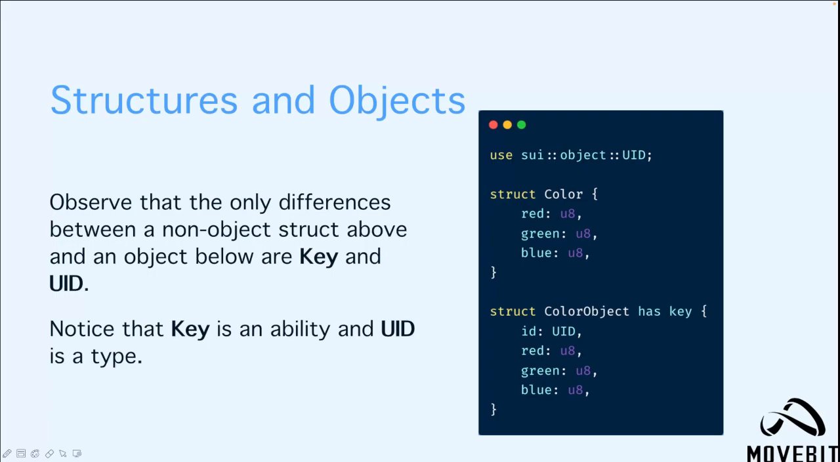And here is a code example of structs and objects. You can observe that the only difference between the struct Color and the struct ColorObject is key and UID. But notice that key is an ability, while UID is a type.